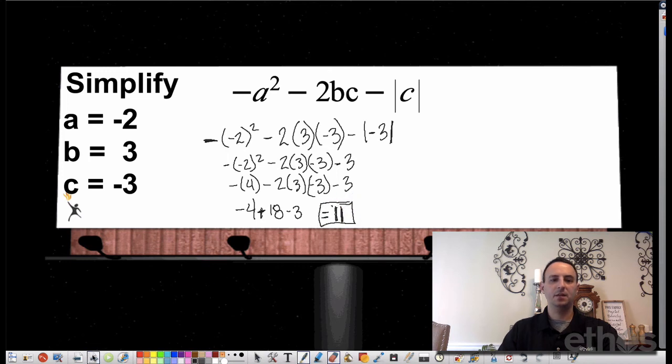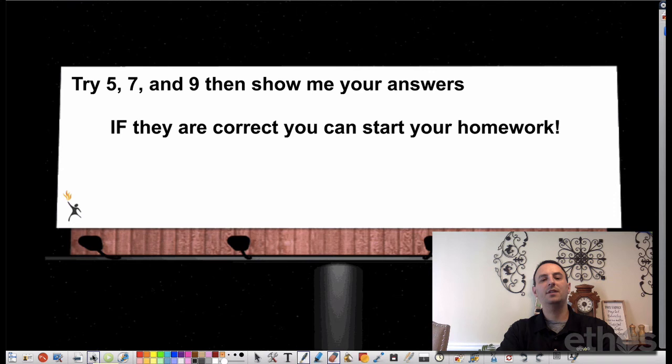Okay. Now, here's the great part. If you do 5, 7, and 9 on your notes, and then I've got a little check sheet for you guys on the next page, and answer those questions on the next page. If you get them correct, you can go right to your homework. It's important you do all these and make sure you practice them. I'll have the answers to show you in just 1 second. Go ahead and give these problems a try.